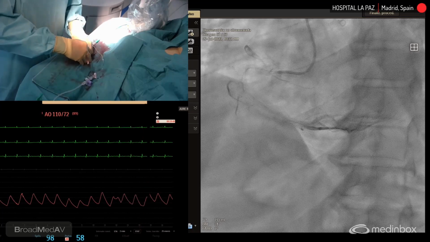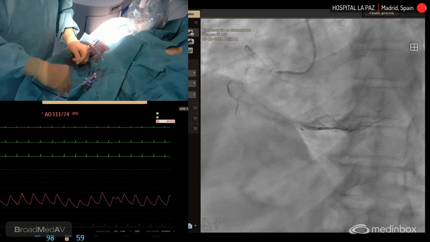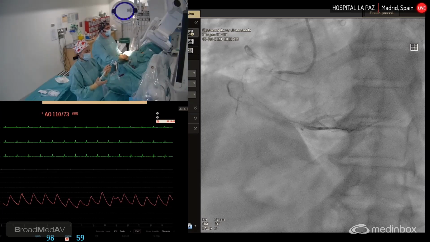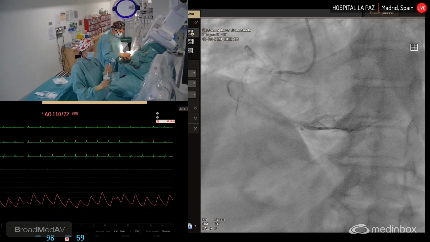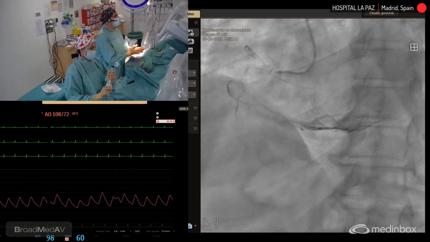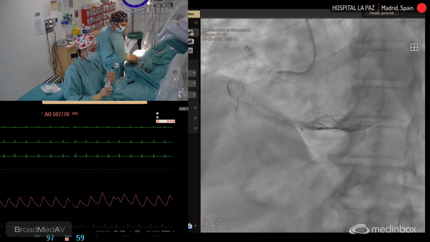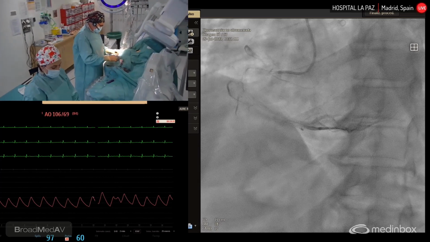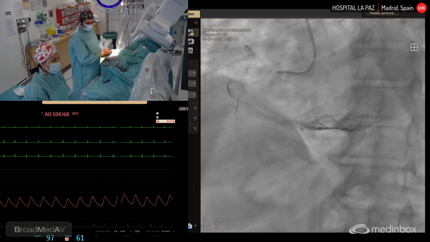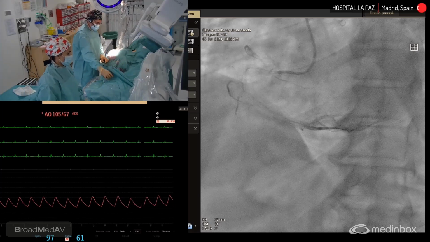3.5, un 3.18, porfa, stent. According to the diameters of OCT and the balloons that we have used, we have chosen a 3.18 stent. Yeah. 3.18.